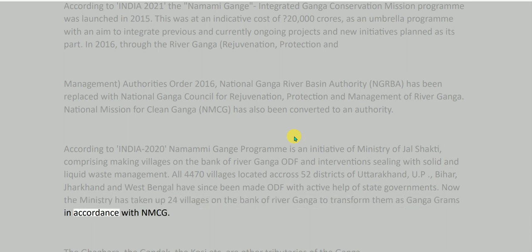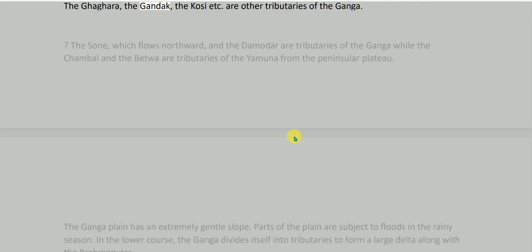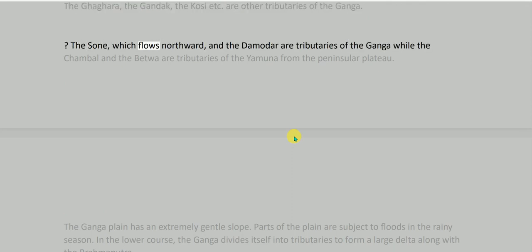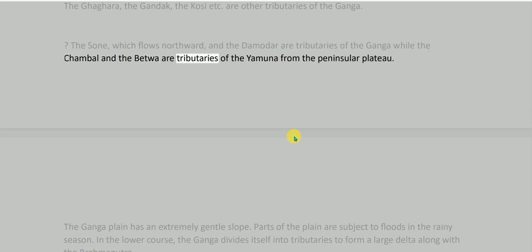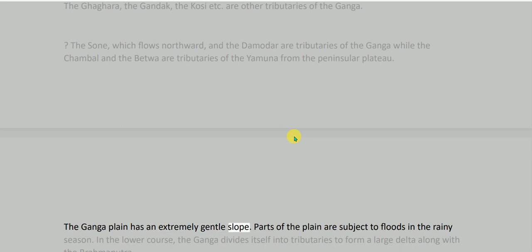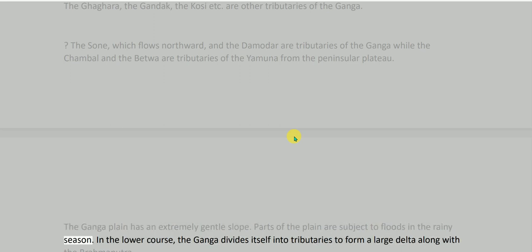The Ghagra, the Gandak, the Kosi etc. are other tributaries of the Ganga. The Son, which flows northward, and the Damodar are tributaries of the Ganga, while the Chambal and the Betwa are tributaries of the Yamuna from the peninsular plateau. The Ganga plain has an extremely gentle slope. Parts of the plain are subject to floods in the rainy season. In the lower course, the Ganga divides itself into tributaries to form a large delta along with the Brahmaputra.